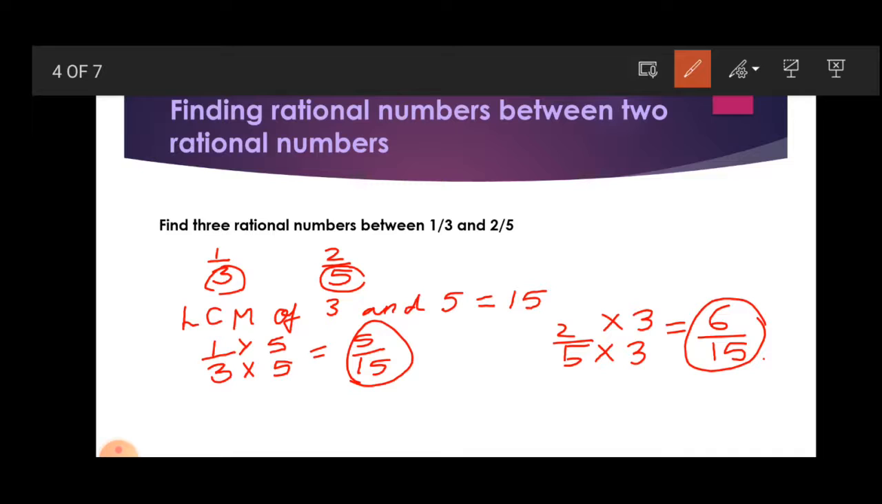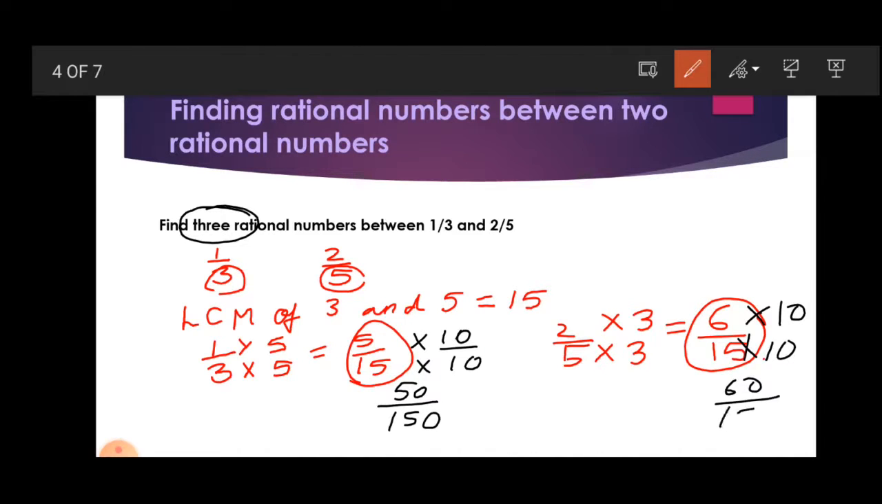Now, we have to find three rational numbers. So, multiply both the numbers 5 by 15 and 6 by 15 by a number greater than 3. You can multiply it by 4, 5, 6. It depends on you by which number you are multiplying. So, here I am multiplying the numbers by 10. So, multiply numerator as well as denominator by 10. So, 5 into 10 is 50. 15 into 10 is 150. 6 into 10 is 60. 15 into 10 is 150.